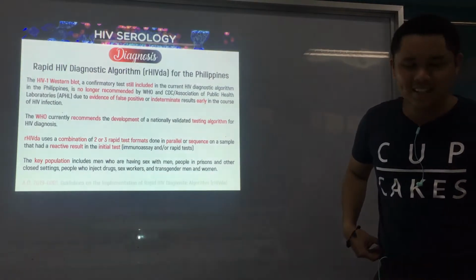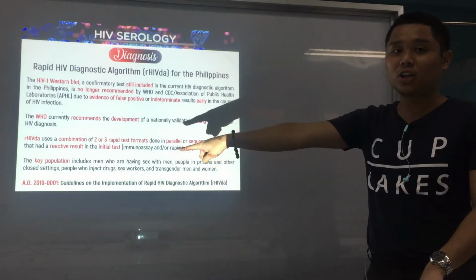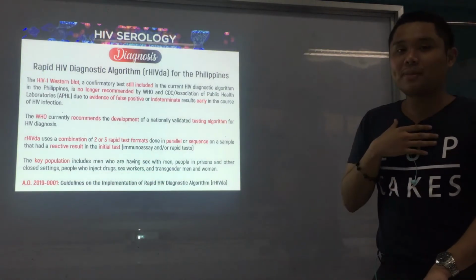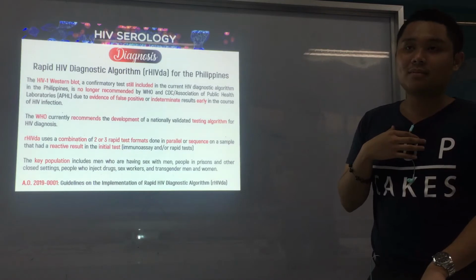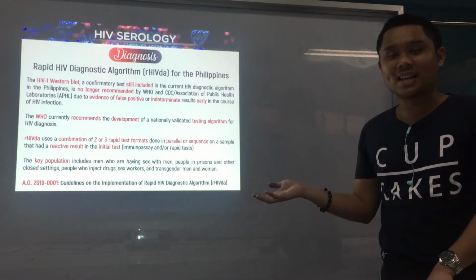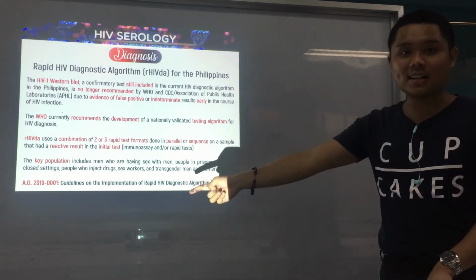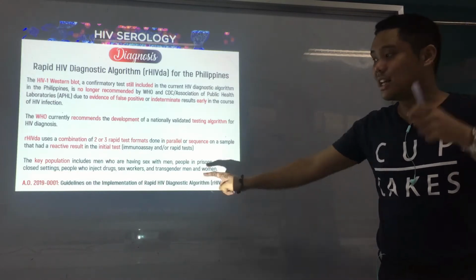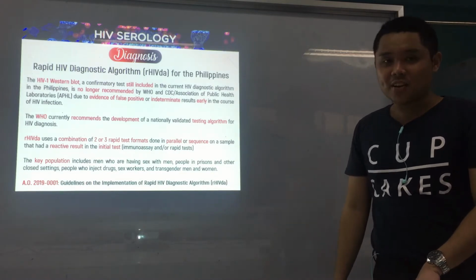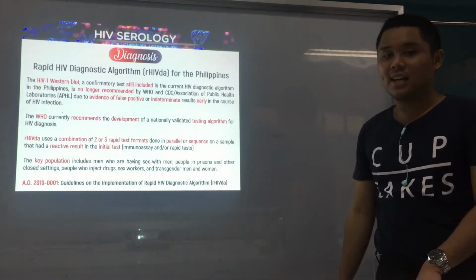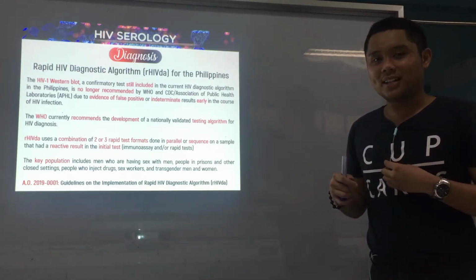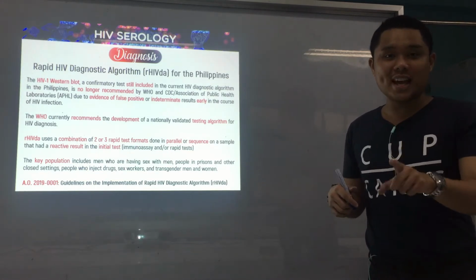And this is very, very recent: Administrative Order 2019-0001. It's the very first AO of 2019, a DOH AO. Guidelines on the implementation of the Rapid HIV Diagnostic Algorithm, RHIVDA. Please take note that this is very new. 2019-0001, so it's very easy to remember. It's the first AO of 2019, right?